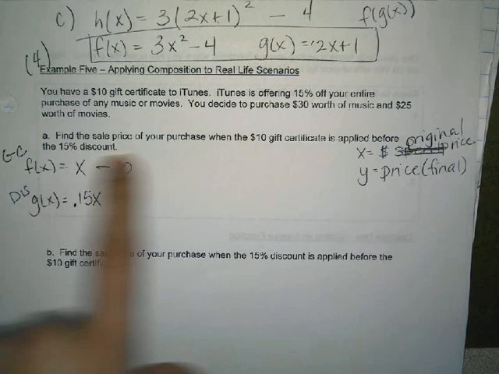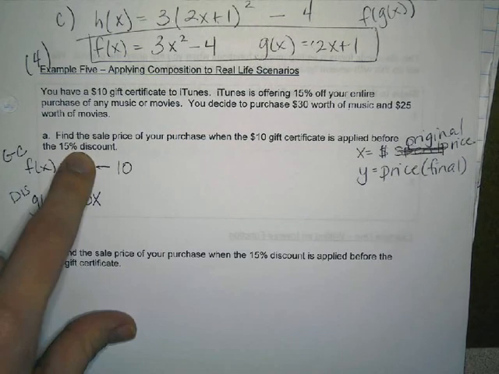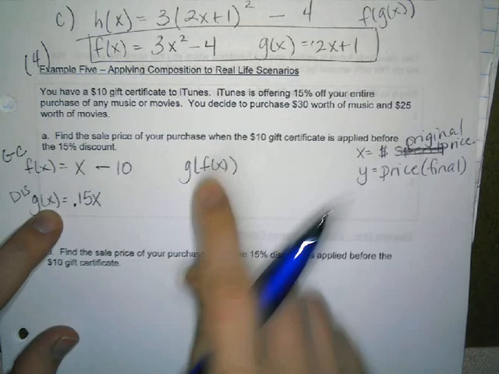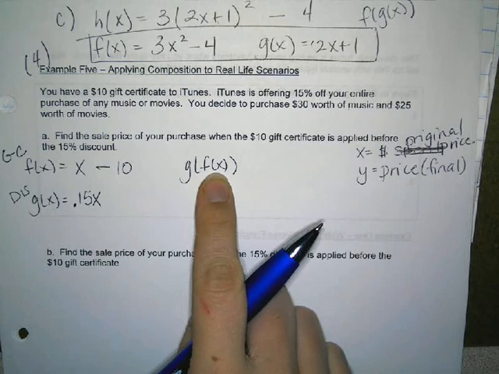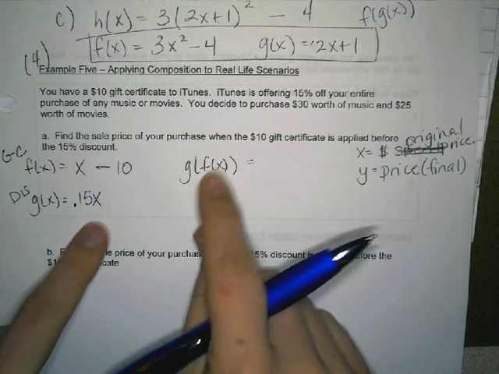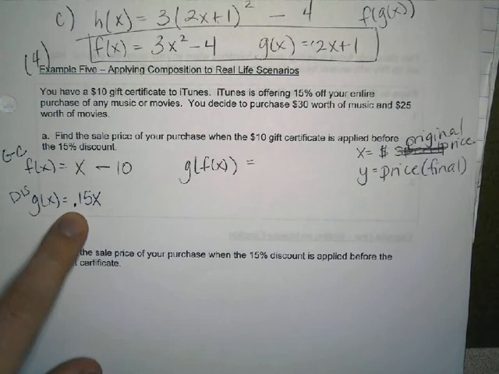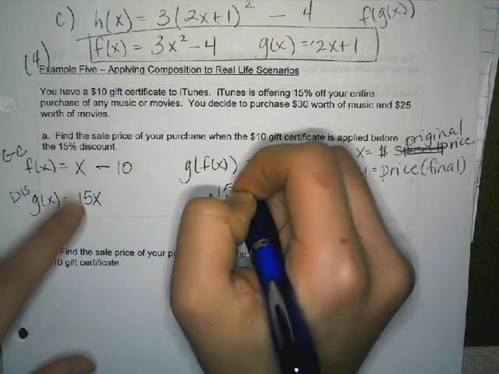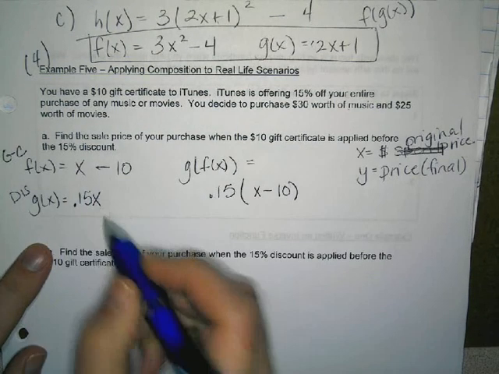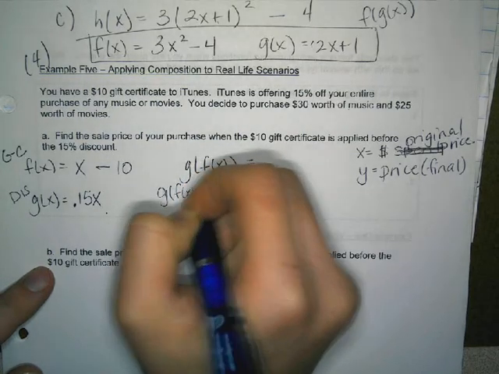Now, if we want to find the sale price, if the gift certificate is applied before the 15% discount, what you're finding is g of f of x, because then the $10 gift certificate would be applied before the discount. Okay, so let's go ahead and plug that in. I'm plugging f of x in for x in the function g, so I'd have 0.15 times x minus 10, because that whole thing is going to replace the x. Okay, so this is this scenario.